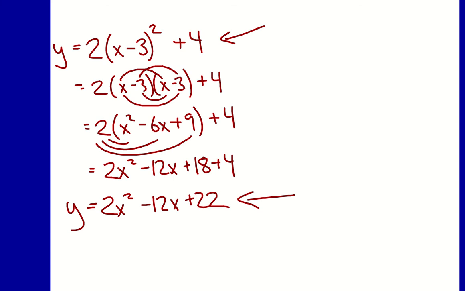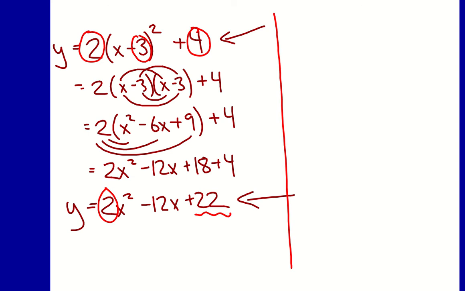So now I know that the vertex is (3, 4) from vertex form. I know that the steepness is 2 from either form. And I know that the y-intercept is 22, which now I can see from standard form. That's to move from vertex form to standard form.